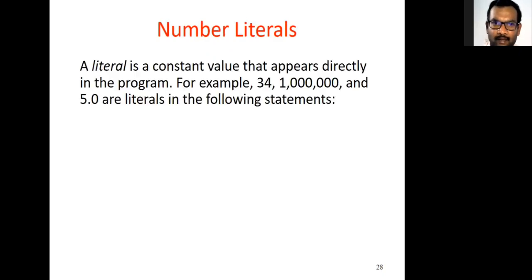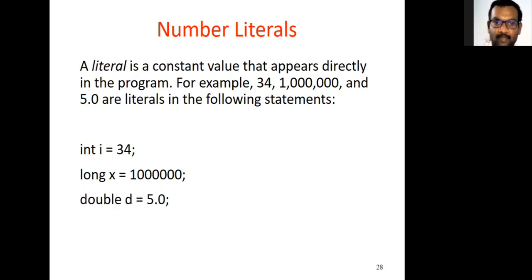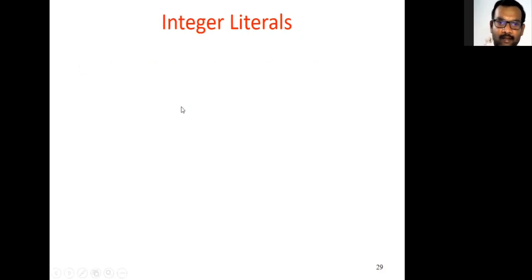And coming to the literals, generally the constants are represented with literals. A literal is a constant whose value appears directly in the program. So these are the constants. 34 is one constant. 5.0 is one more constant. The literals are all constants. At the time of the declaration itself, the values are assigned. These are the ways to declare the literals.